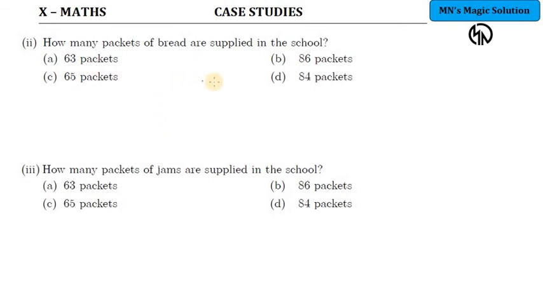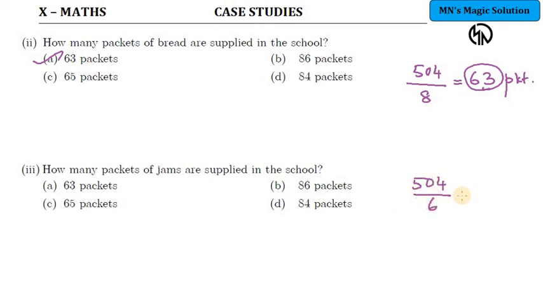How many packets of bread are supplied to the school? Just now we found 504 is the student strength. When you divide 504 by 8, the number of pieces per packet, you get 63. So he will be issuing 63 packets of bread to that school. So the answer is option A. Similarly, 504 pieces of jam have been issued, and per packet there are 6 pieces. Dividing, you get the answer as 84. So 84 packets of jam are supplied to that school.